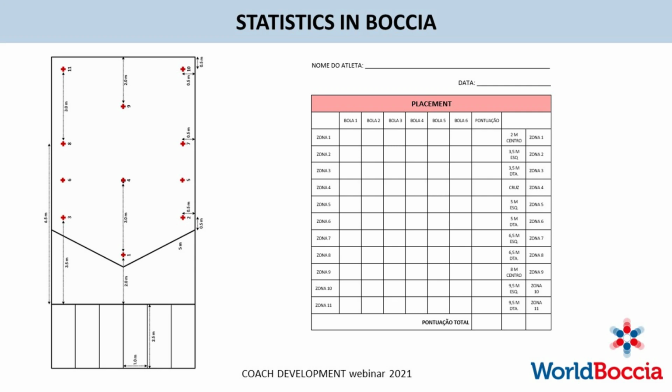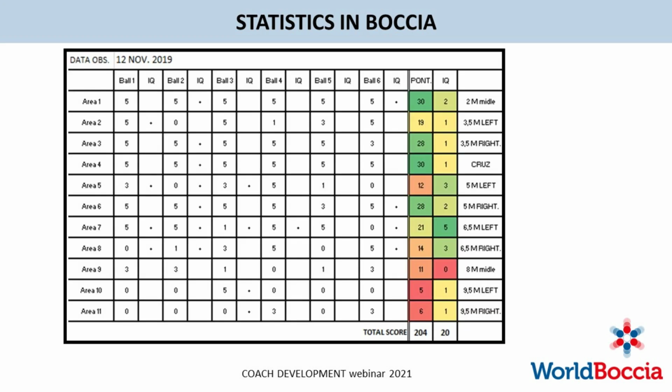You can collect the information in the table, but during the training sessions, you can have one tablet, one iPad, or another tablet, and you can put the information directly there. So if you are able to do that, you will put in the score: 5 points, 3 points, 1 point, or 0 points.